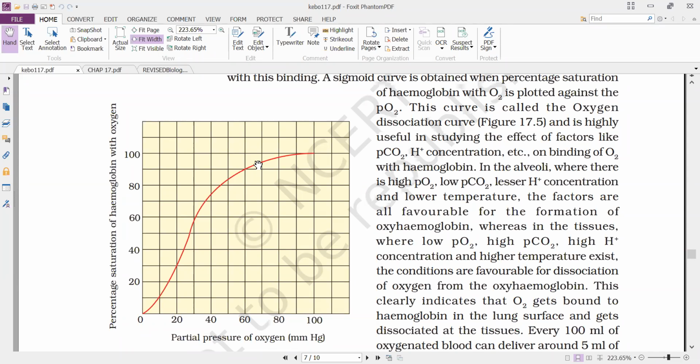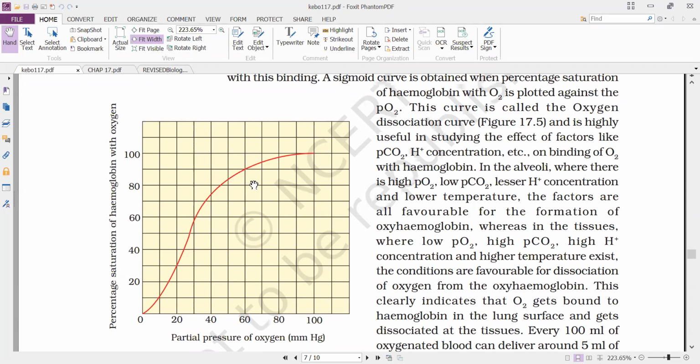But when the partial pressure of carbon dioxide is increased, or when the hydrogen ion concentration is increased, or when the temperature is increased, then what happens? The association of hemoglobin with oxygen will be reduced. As a result, the curve will shift towards the right side, because there is a decrease in the saturation point. The curve will shift towards the right side when the partial pressure of carbon dioxide, the hydrogen ion concentration, or the temperature is increased.